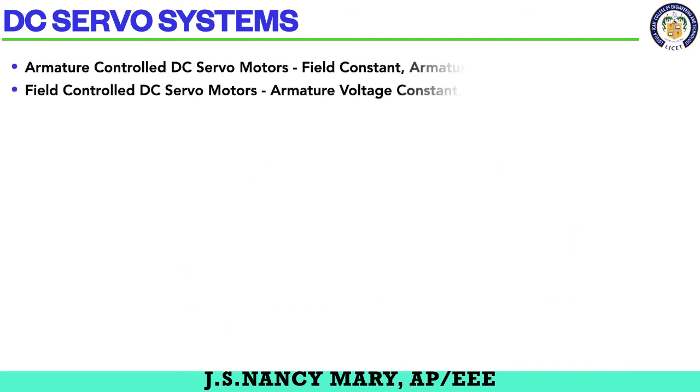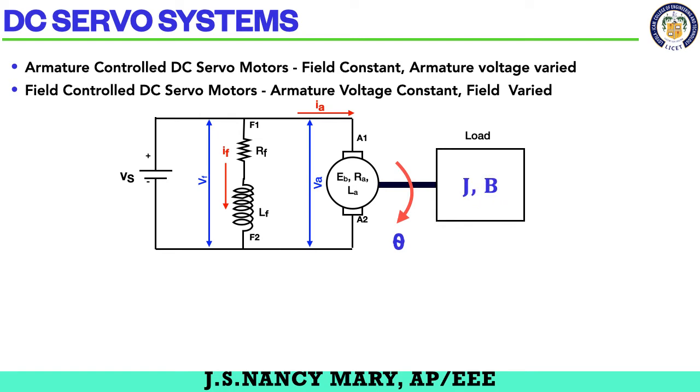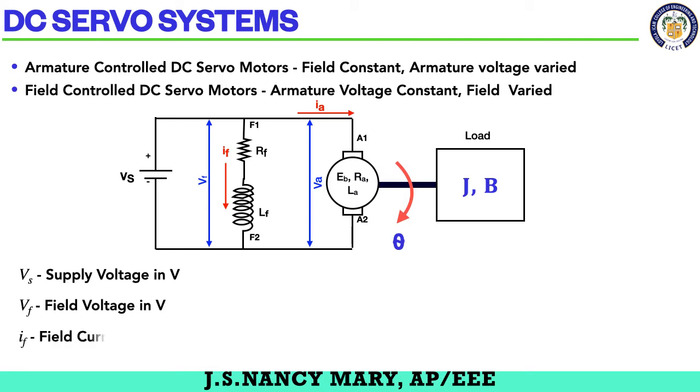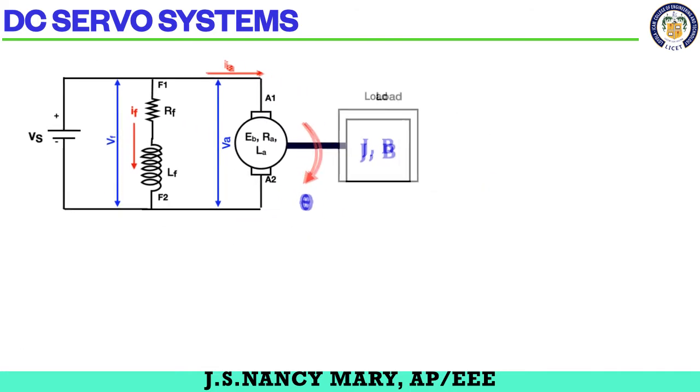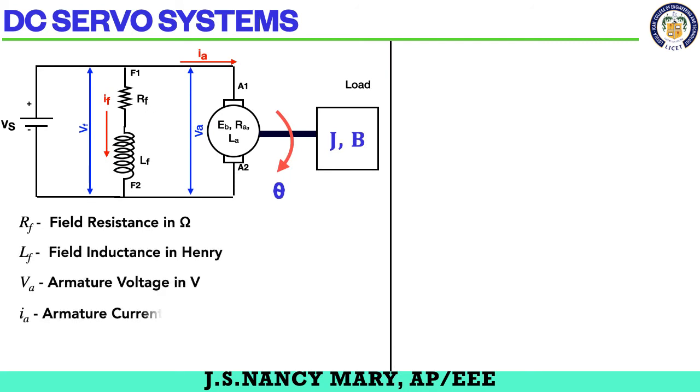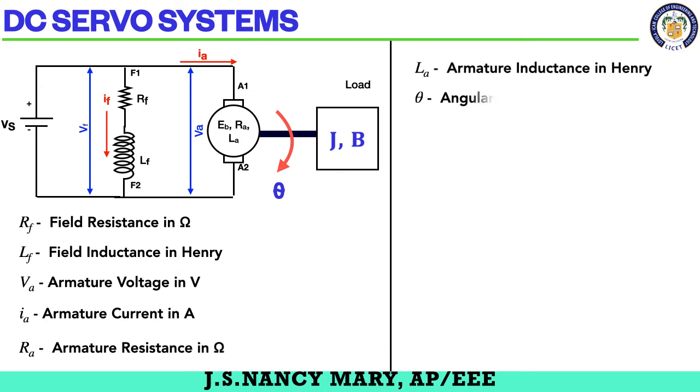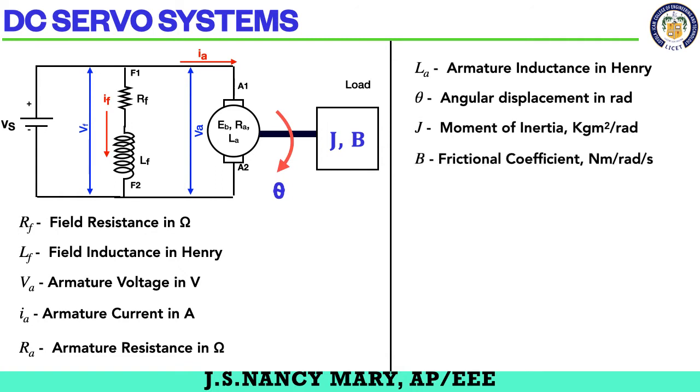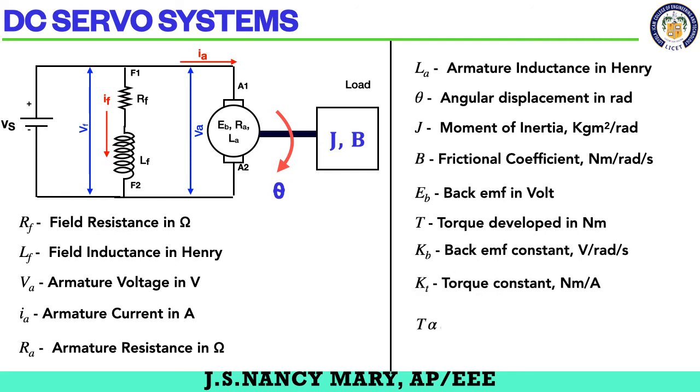Now we have two types: armature control and field control. I have drawn the circuit. Vs is the supply voltage, with field current and field voltage. Let me have the field resistance, field inductance, armature voltage Va, armature current Ia, armature inductance, angular displacement, moment of inertia J, and B, which is the frictional coefficient, back EMF, and the torque constant. T is proportional to Ia, and Eb is proportional to omega, so Eb is equal to Kb omega.